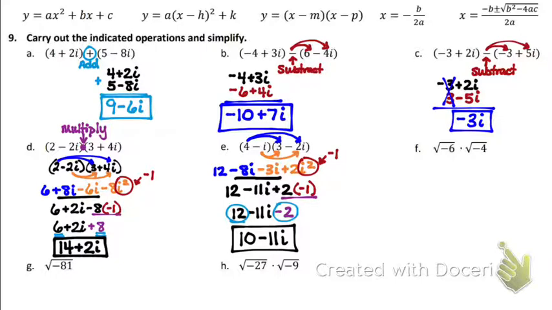What do you notice about part F? Square root. What's under the square roots? Negatives. So the square root of negative 6, 6 times negative 1. So that's the square root of 6 times the square root of negative 1. I can do the same thing with the square root of negative 4. So that's the square root of 4 times the square root of negative 1. Square root of negative 1 is the same as what? i.